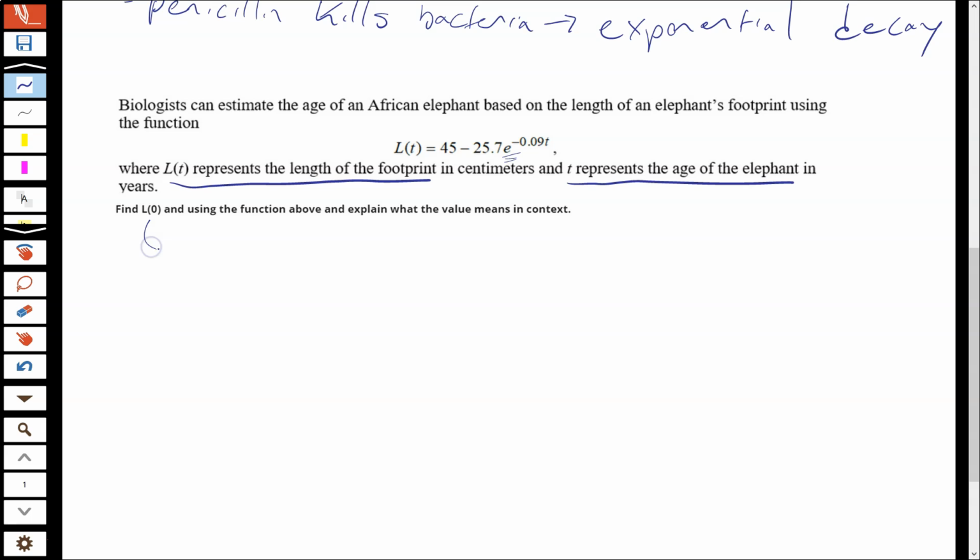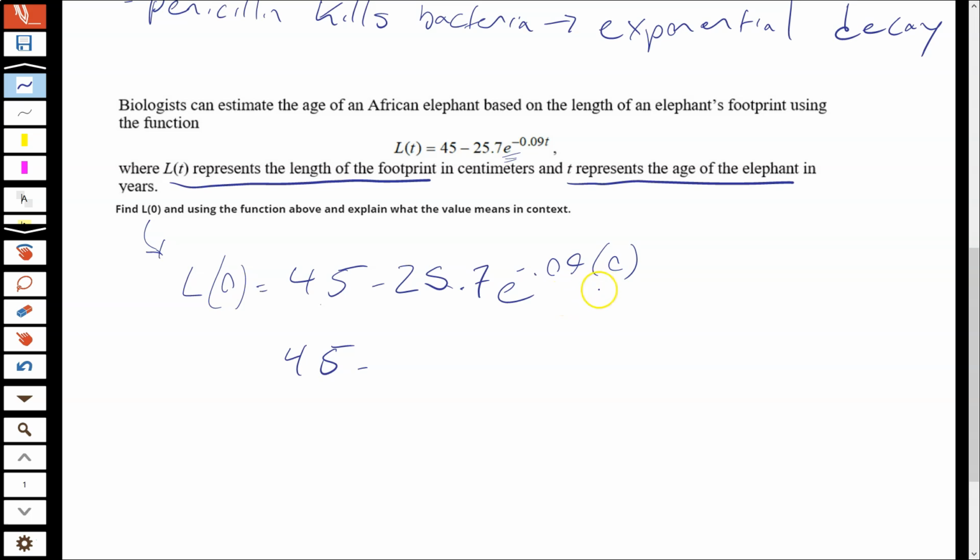And then this tells me to find L of 0. So this is not new for you guys. L of 0 means, plug it in to my function. Remember, E stays the same. E is equal to about 2.71. And then 0 goes up here. And really, we don't need our calculator to even evaluate this, because what we probably remember is anything to the 0 power is just 1. So 25.7 e to the 0, because 0 times 0.9 is 0. And e to the 0 is 1, so really I'm just doing 45 minus 25.7.